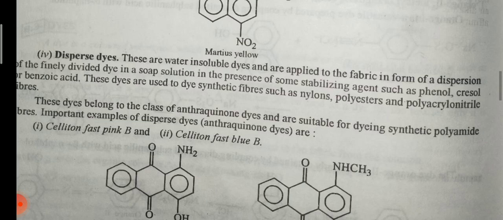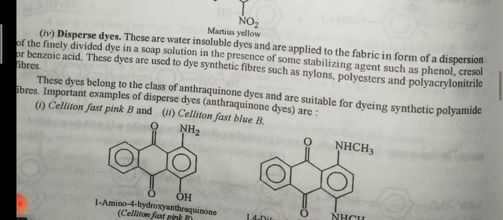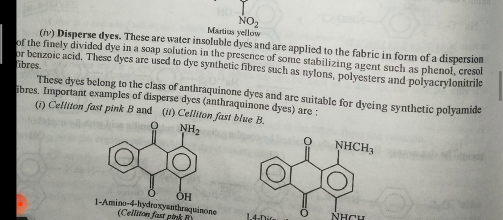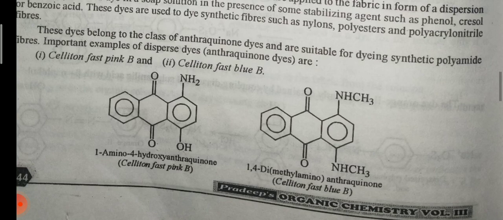Disperse dyes. These are water-insoluble dyes and are applied to the fabric in the form of a dispersion of the finely divided dye in a soap solution in the presence of some stabilizing agents such as phenol, cresol or benzoic acid. These dyes are used to dye synthetic fibers such as nylons, polyesters and polyacrylonitrile fibers. These dyes belong to the class of anthraquinone dyes and are suitable for dyeing synthetic polyamide fibers. Important examples of disperse anthraquinone dyes are Celliton fast pink B, Celliton fast blue B.